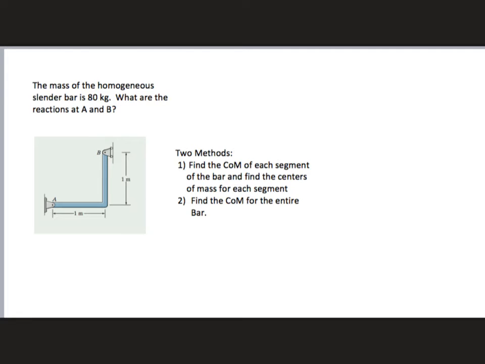And in this problem, we want to find the reaction force at point A, where it's fastened to the wall, and at point B, where it's pressing against the wall with these rollers. So what are the reaction forces? That's the problem. And we're going to use the center of mass of the bar in order to calculate that. And we're actually going to do this two different ways. First, we're going to find the center of mass of each segment, and then we're going to find the center of mass for the entire bar.